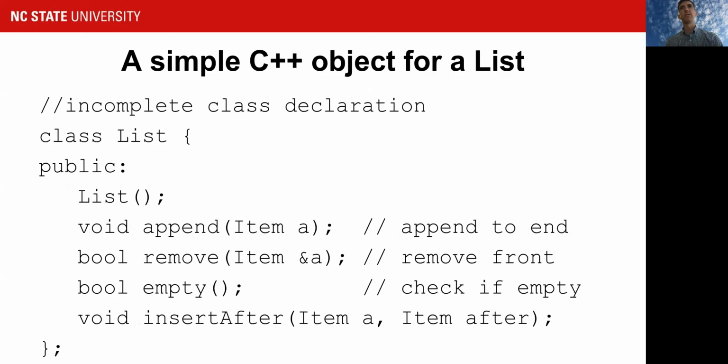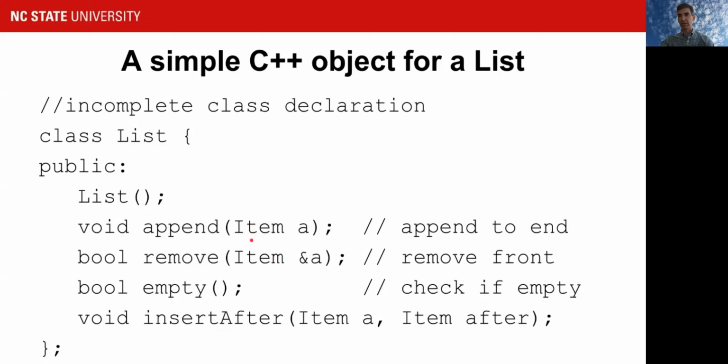A simple C++ object for a list might look like this. This is an incomplete class declaration. I'm just kind of sketching out what it might look like. So I might say I have a class called list, and then I might have a function append that adds an item to the end of my list.